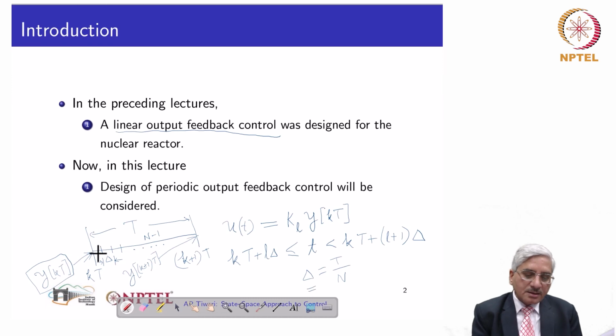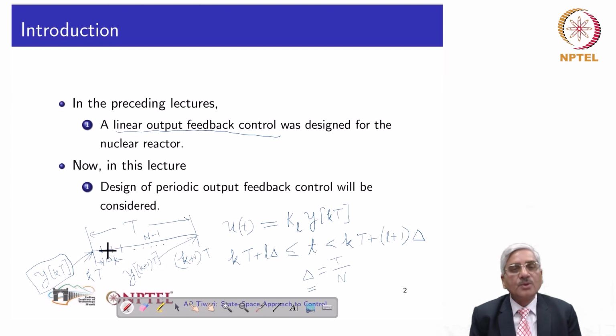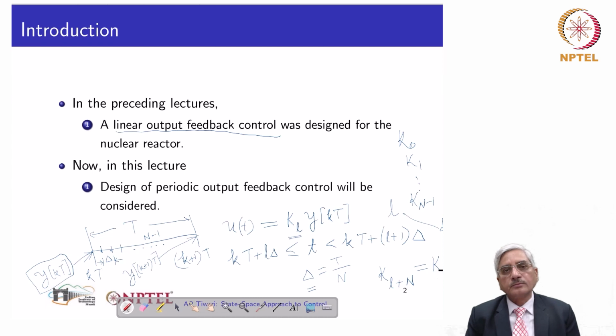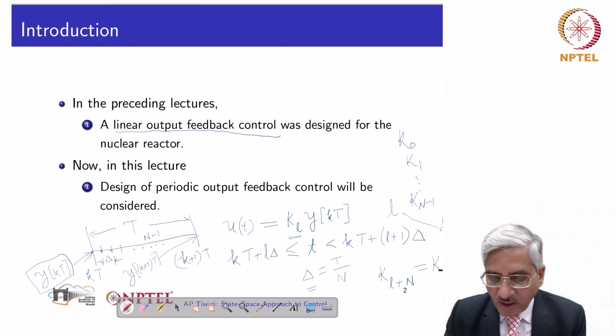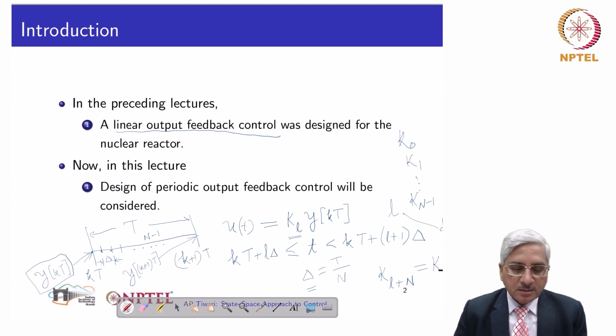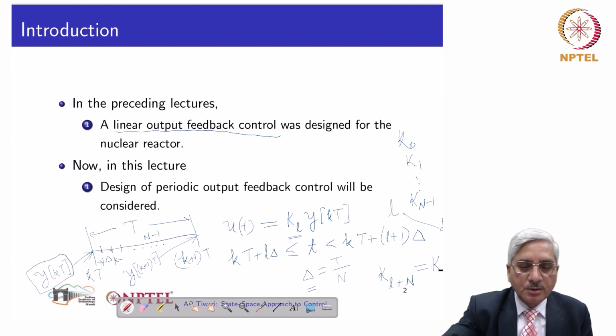And at these instants, at kT, at kT plus delta, at kT plus 2 delta, and so on, the input is updated through the gain K_L. So the gains are K0, K1, etc. up to K(N minus 1). And then we have seen that these gains are periodic, so K(L plus N) will be equal to K_L. So this is a recall of those salient points as regards the periodic output feedback control. We proceed ahead.